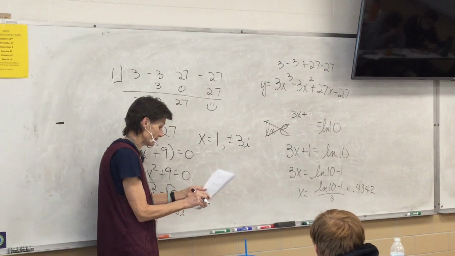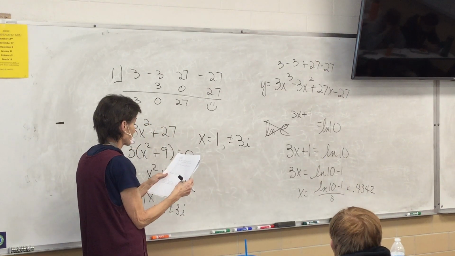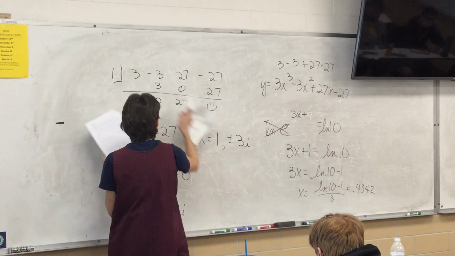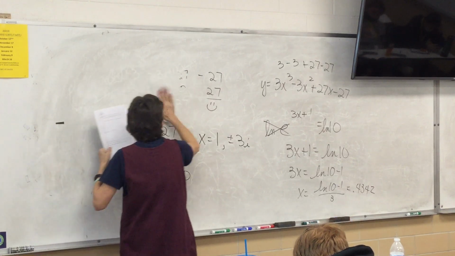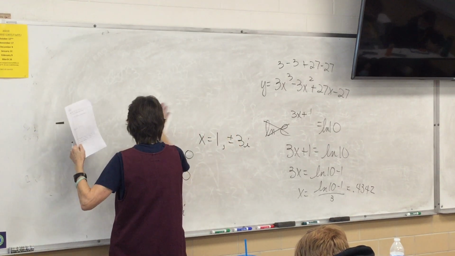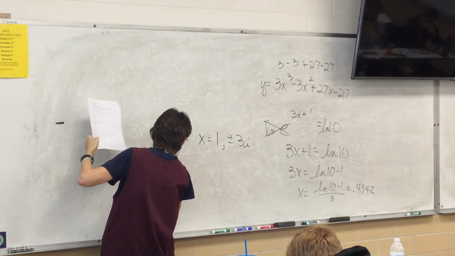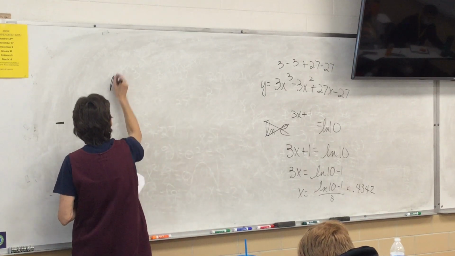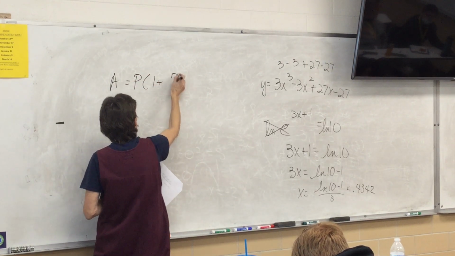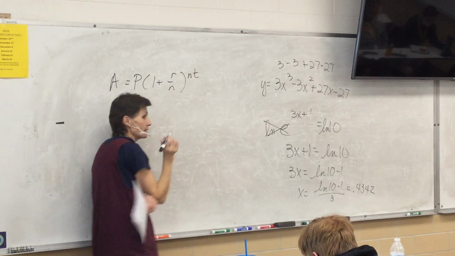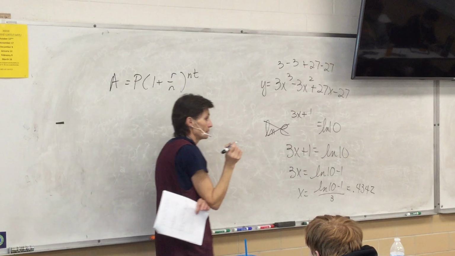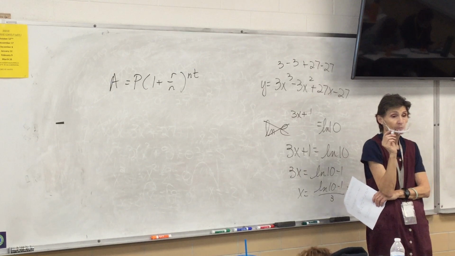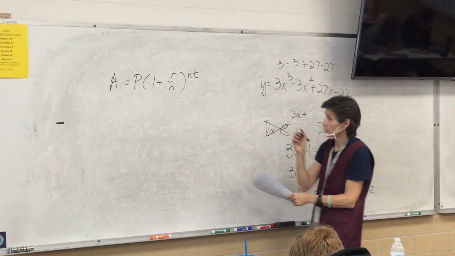All right, number 25. Need a formula for this. A equals P times parentheses 1 plus r over n, to the nt. Yep, you need your compound interest formula. I'm going to give you the formulas, but you need to know which ones to use. And it's going to be this one, because that is the compound interest formula. And this says we are compounded monthly. So n is 12.